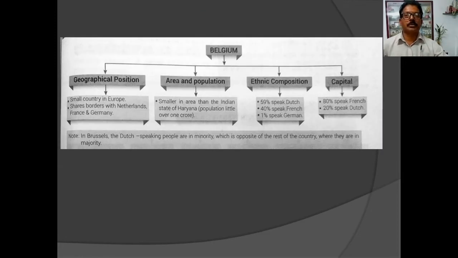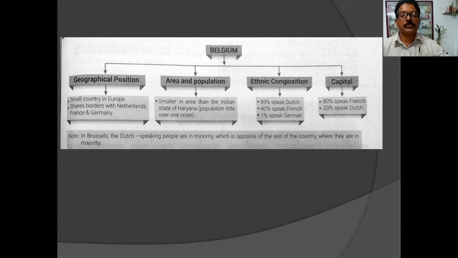First, in the chapter power sharing, we have the case study of 2 countries. One is Belgium, second one is Sri Lanka. So let us first study about Belgium. What is the geographical position of Belgium? First of all, Belgium is a small country and Belgium shares borders with Netherlands, France and Germany.